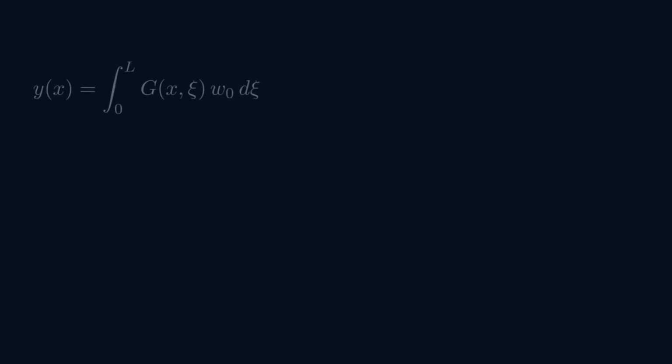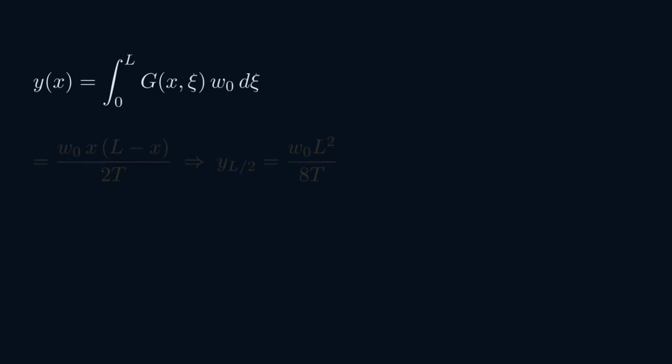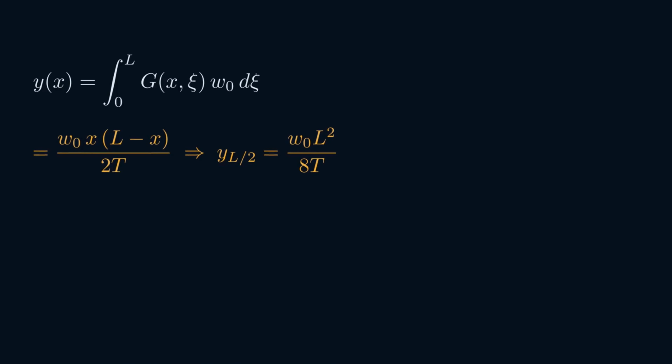First, a sanity check. Feed a uniform load through the integral. Out comes Wx times (L minus x) over 2T, the parabola, exactly the closed form answer. Midspan, WL squared over 8T. Nothing new, but nothing broken.